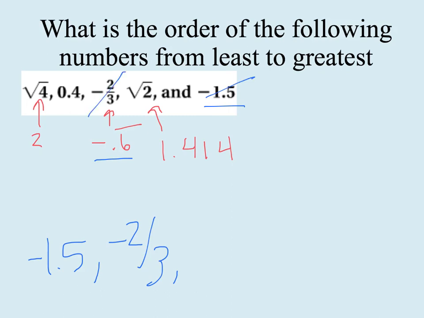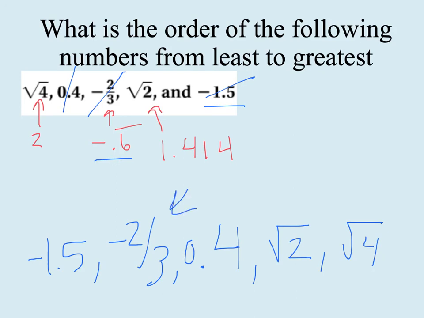Then I have 0.4 would be my next number, if you're looking at a number line. And I have the square root of 2, which is 1.4, and the square root of 4, which is 2. So square root of 2 would be next, and then the square root of 4. And these are my numbers, least to greatest. Again, you could have also written these numbers in the simplified decimal form, and that would be acceptable.